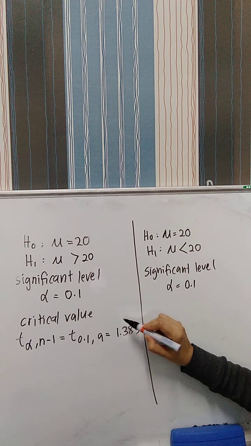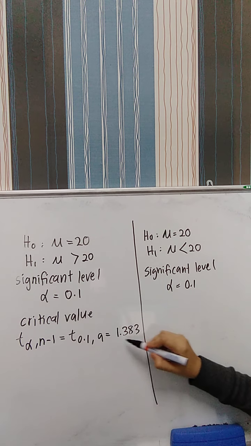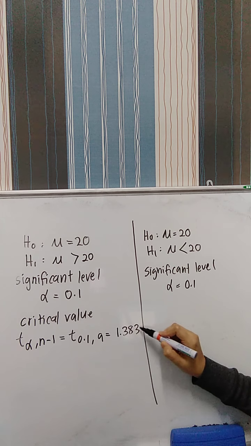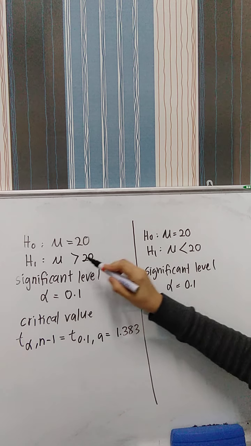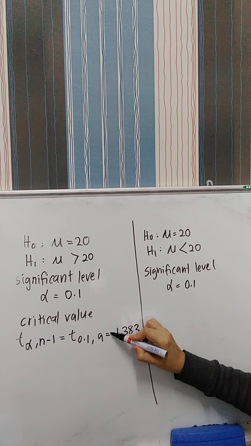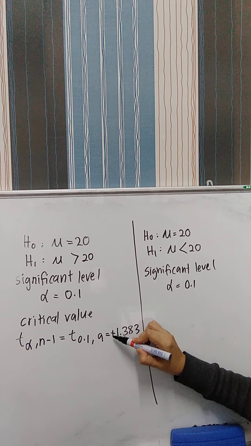And then for the critical value, you must give the symbol, positive or negative. So this is more than, so the critical value here must be positive.